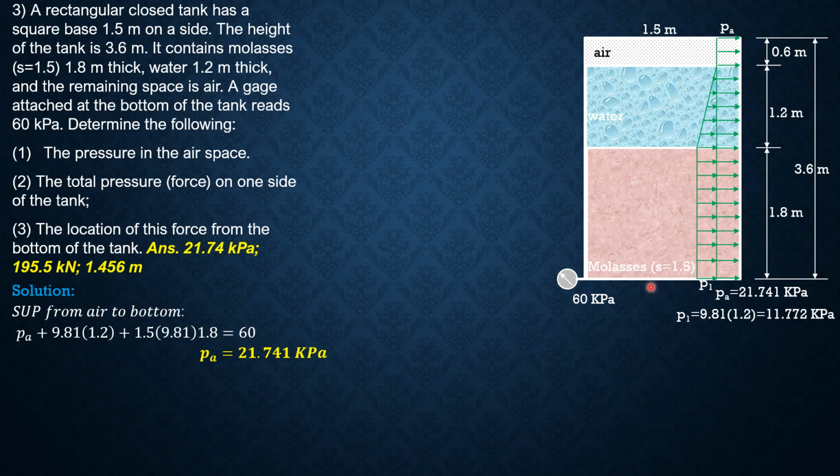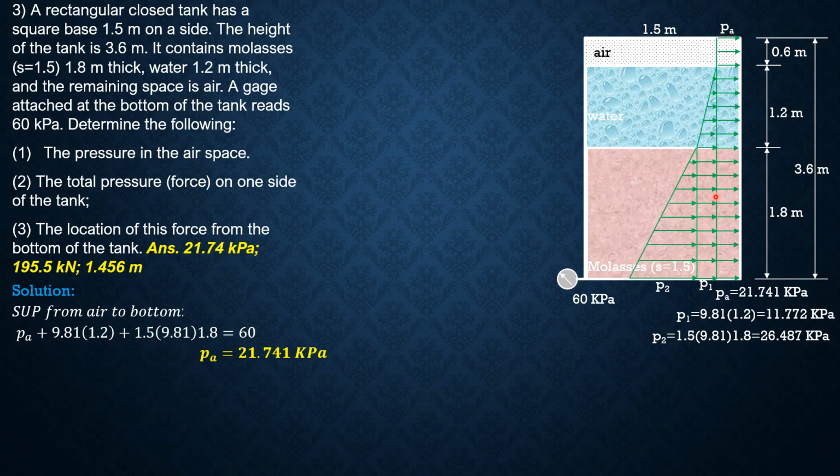Then at this interface, the pressure is pressure of air 21.741 plus P1, which is 11.772. The increase in pressure down to the bottom of the tank is the specific weight of molasses 1.5 times 9.81, the specific weight of water, times 1.8. We will call that P sub 2. So P sub 2 is 1.5 times 9.81 times 1.8, which is 26.487 kilopascals. So the total pressure at the bottom, 21.741 plus P1 11.772 plus P2 26.487, is equal to 60 kilopascals, to be clear.